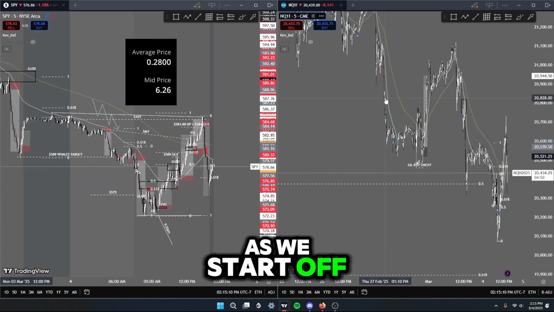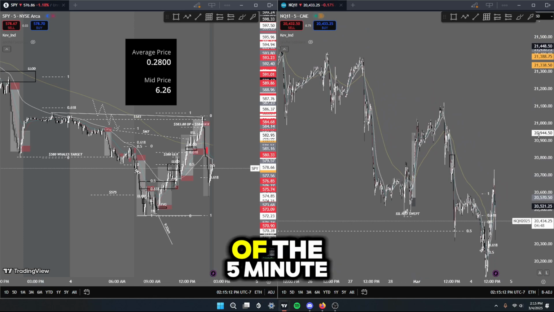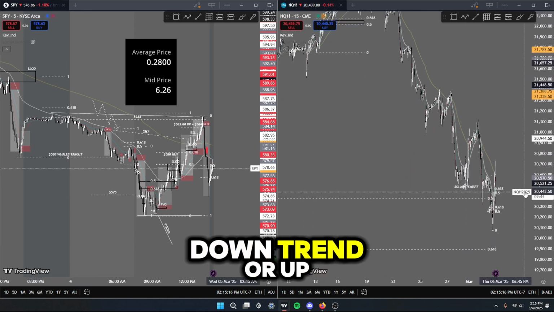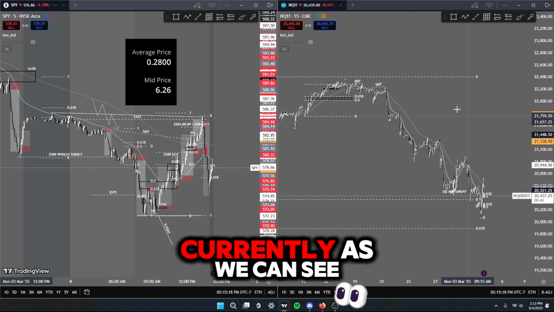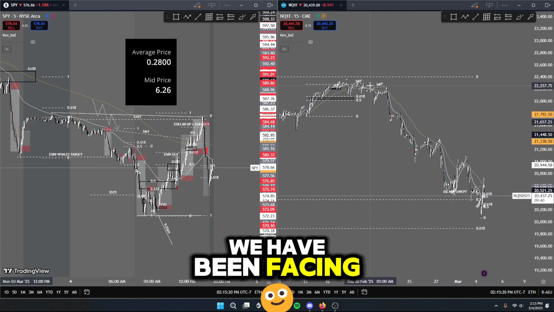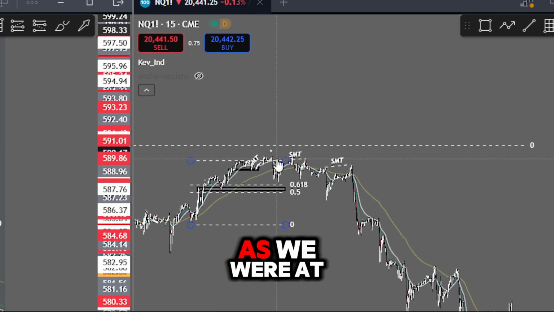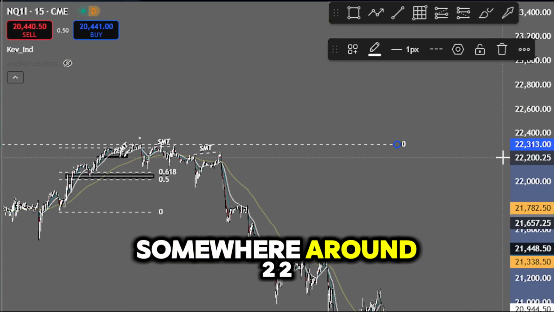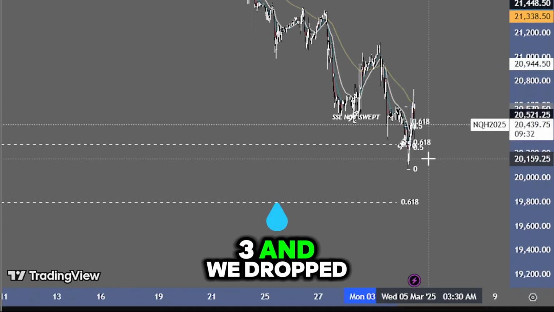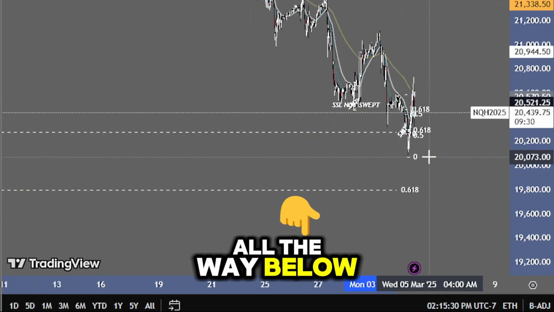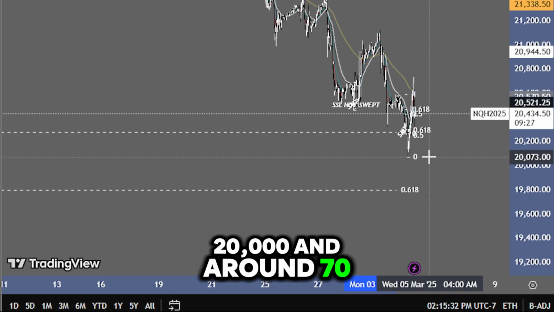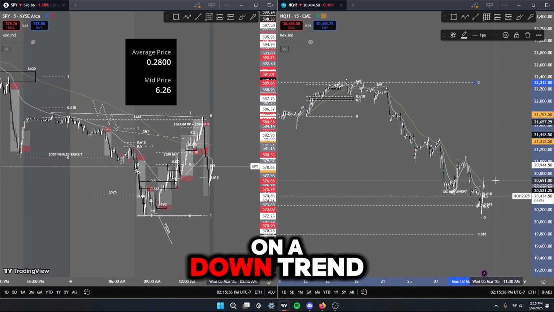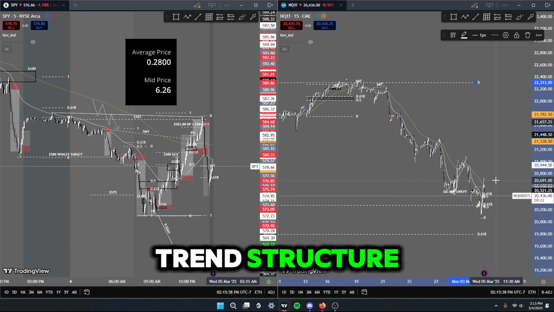As we start off, we're going to look at a higher time frame, the 5 minute, to decipher what is going on and what type of downtrend or uptrend we are currently on. As we can see, we have been facing a major downtrend. We were at the high up here somewhere around 22313, and we dropped all the way below 20,000 to around 70.